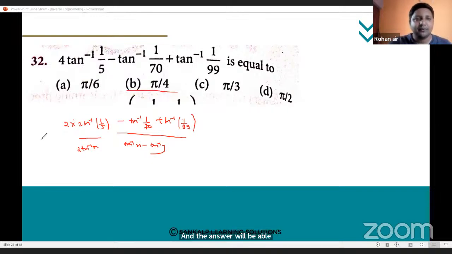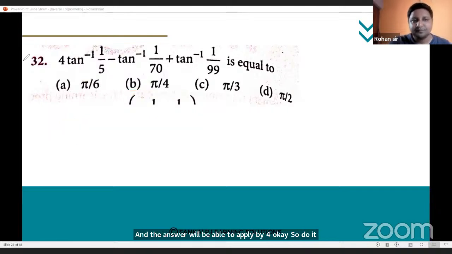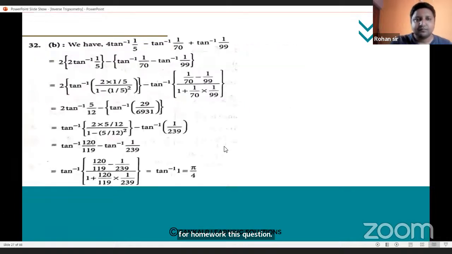Do this question for homework. So the answer is pi by 4.